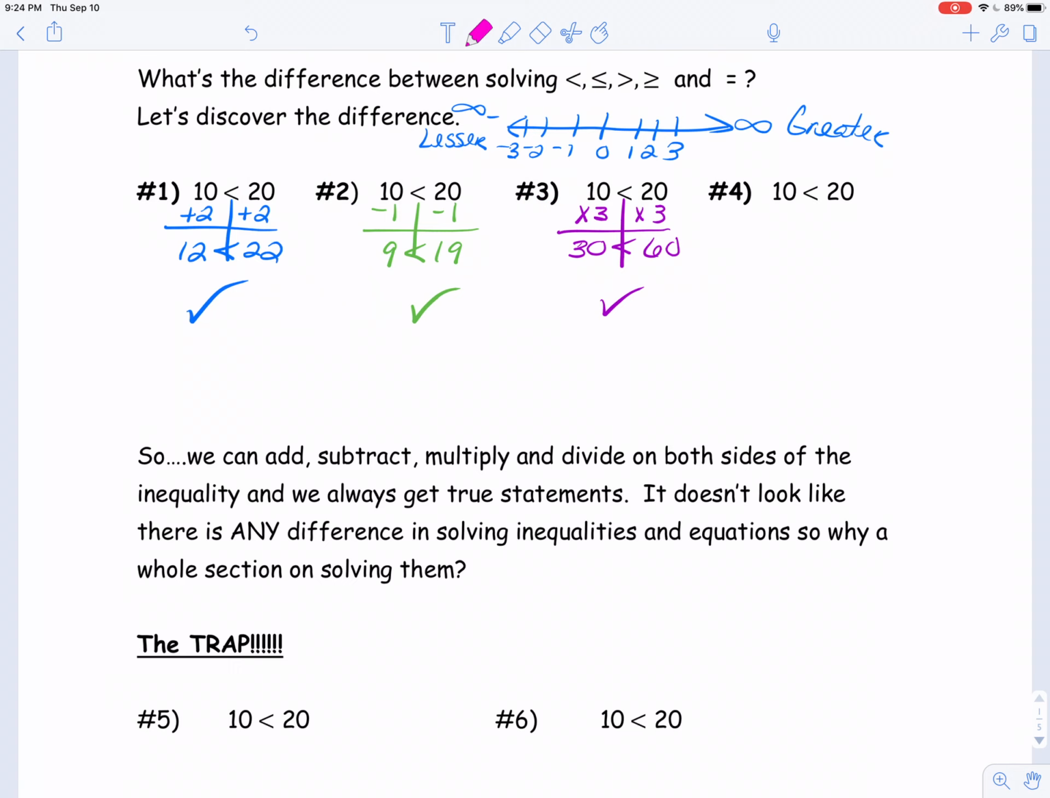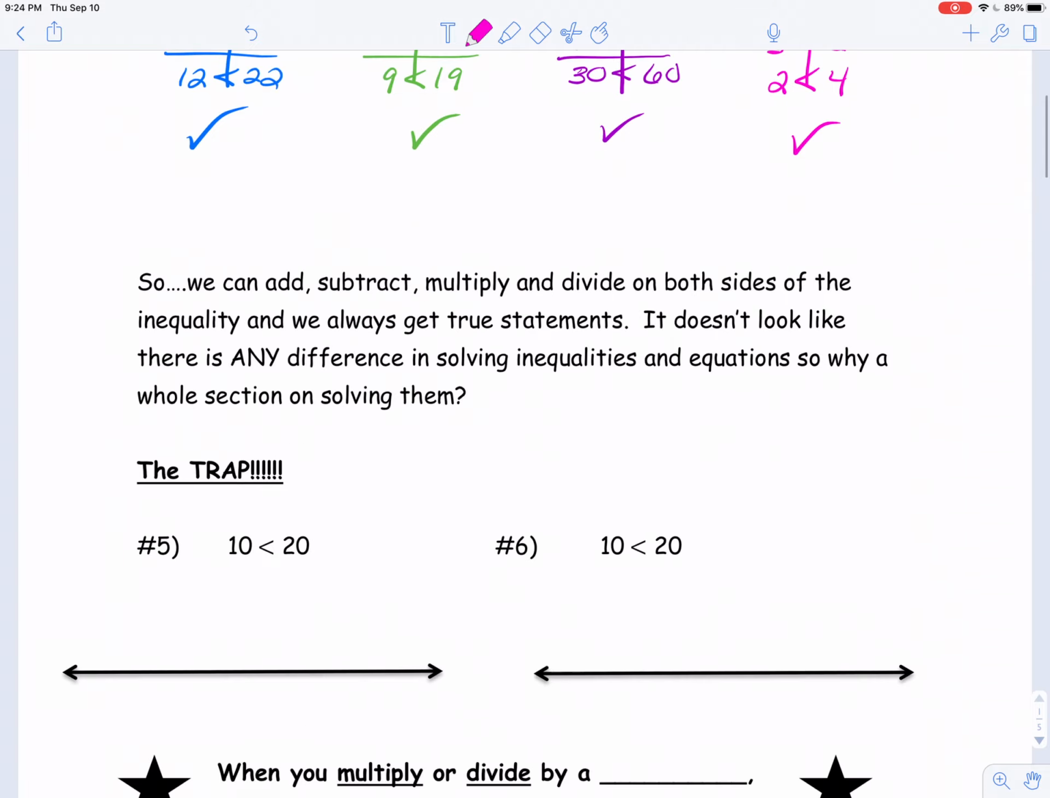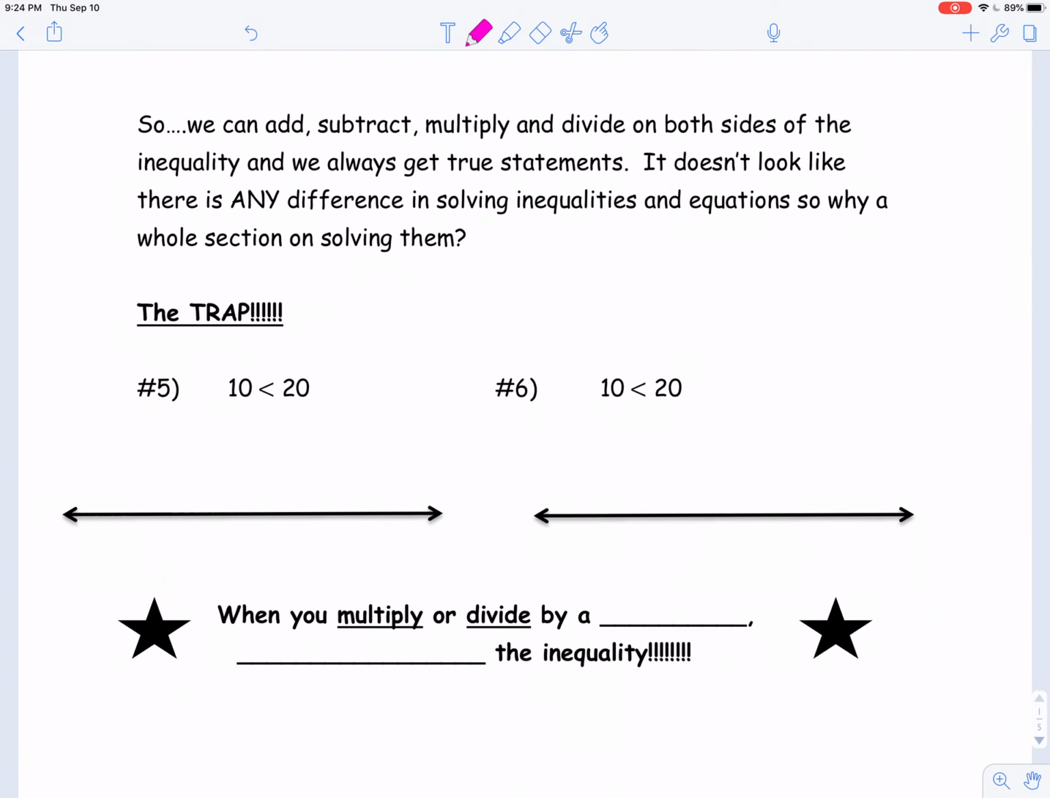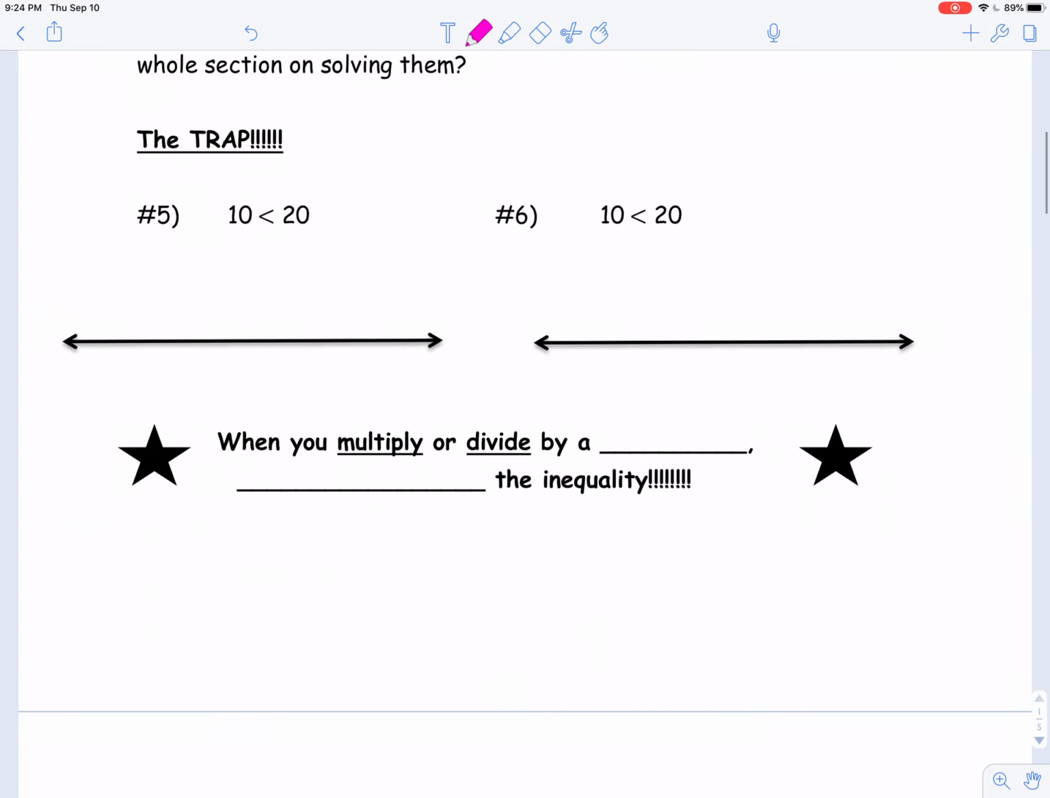All right, so what have we not done? Division? All right, so let's come over here and pick any number and just divide. So that's going to give me 2 is less than 4. Still true. So what I just showed you is that we can add, subtract, multiply, and divide, and our inequality still comes out to be a true statement. So what's the problem? The problem is negative numbers.